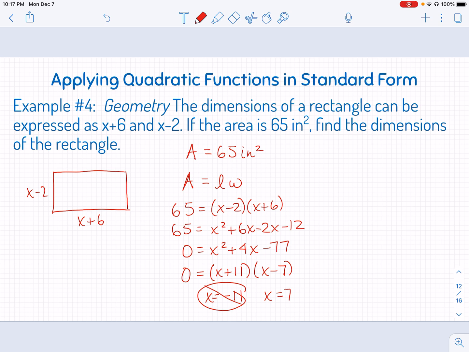So then you look at each part of your rectangle and you say, well, this one side, we'll call that our length, x minus 2, so it's 7 minus 2, which is 5 inches. And then the width is x plus 6. In this case, x is 7, so 7 plus 6 is 13 inches. Those are your dimensions.